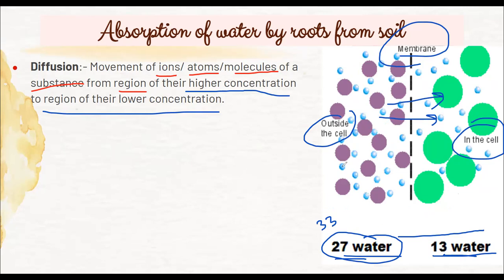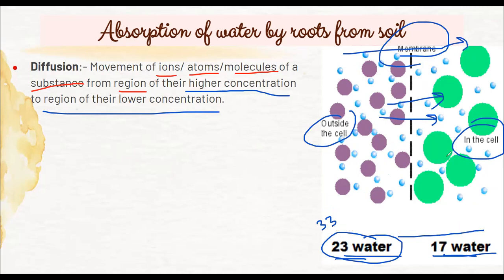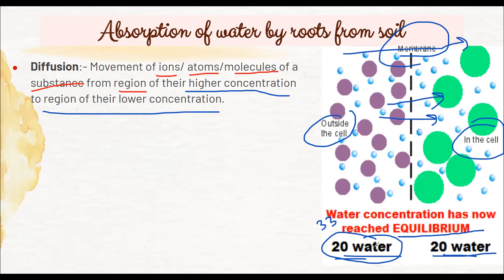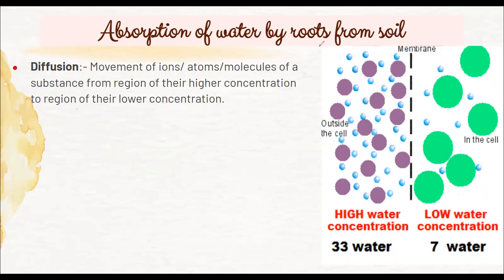So now the water molecules are moving from higher concentration to lower concentration, from outside of the cell to the inside of the cell. So it will move until they reach equilibrium. Now the movement will stop. This movement is known as diffusion.